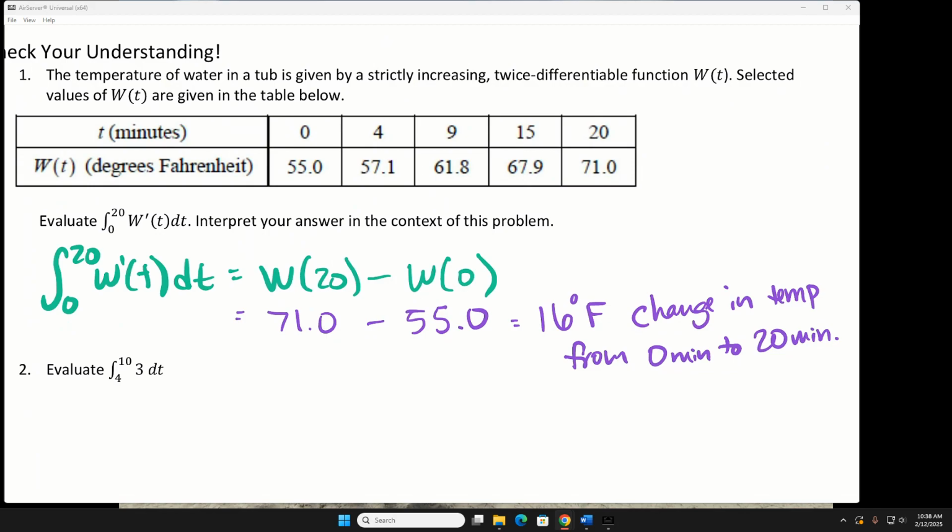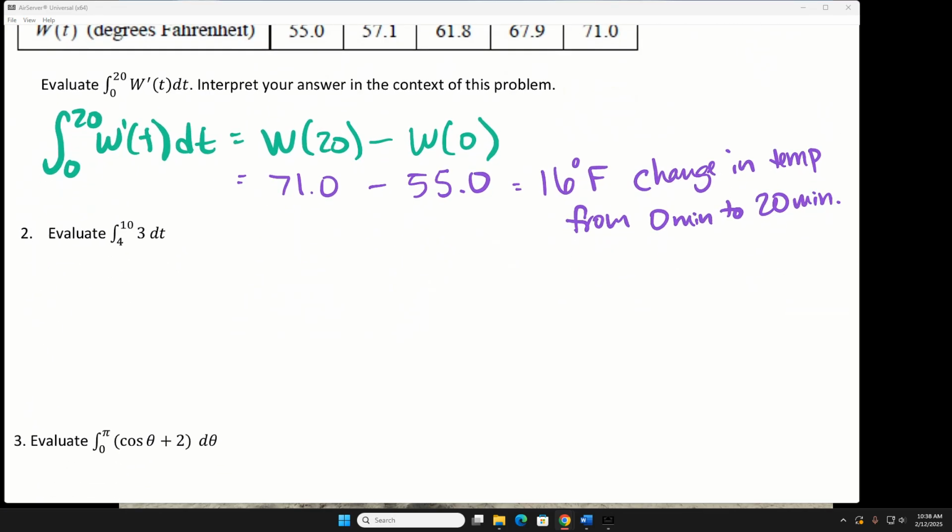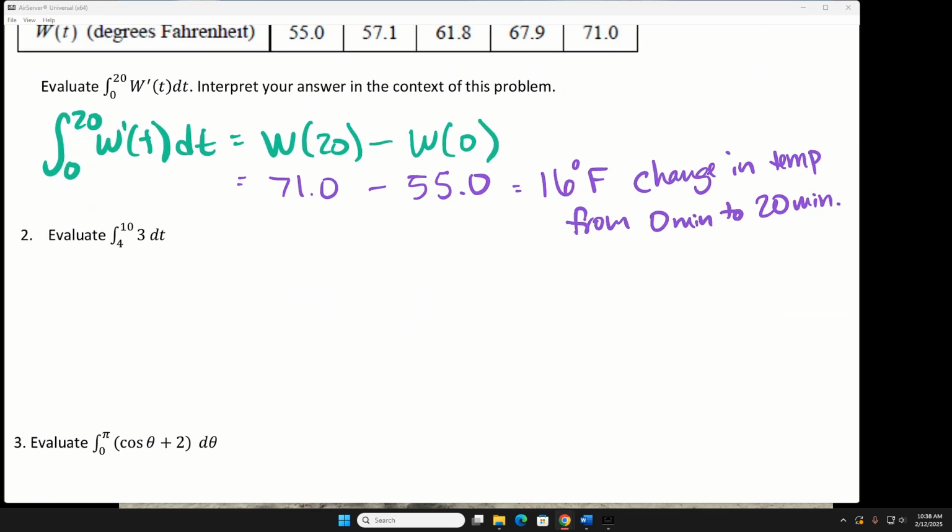All right, let's go on, because that is, out of everything we're learning today, the least important thing. All right, so let's look at example 2. We're going to just straight use the fundamental theorem of calculus part 2. So what we want to do is find the antiderivative of 3 dt.